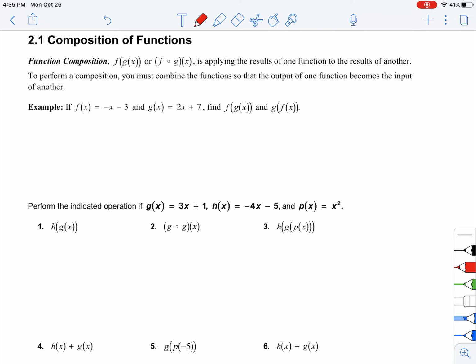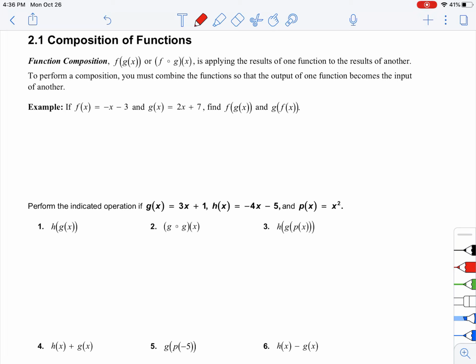2.1 Composition functions. A composition function is f of g of x, written with a little circle in between. It's basically applying the result of one function to the result of another. So when you perform a composition function, you have to combine the functions so that the output of one becomes the input of another. Basically, you're going to put one function inside the other function.